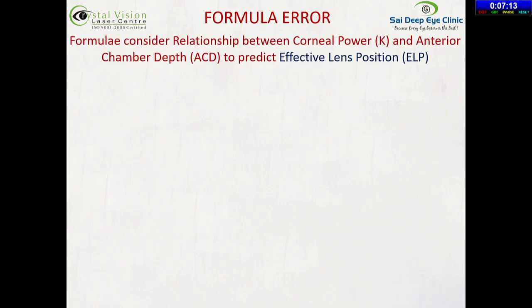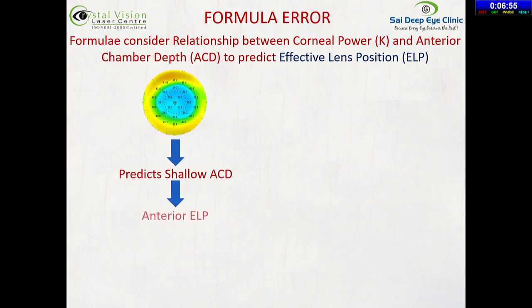What happens is in myopic LASIK, it predicts a shallow ACD, hence an anterior ELP is considered. There is an underestimation of the IOL power and you end up with a hyperopic surprise. In hyperopic LASIK, it predicts a deeper ACD, a posterior ELP, and there's an overestimation of the IOL power causing a myopic surprise.